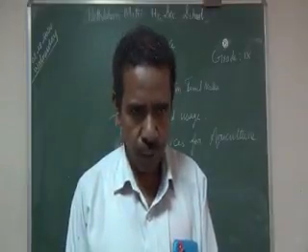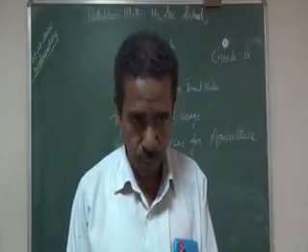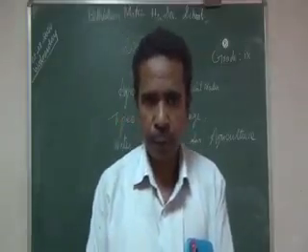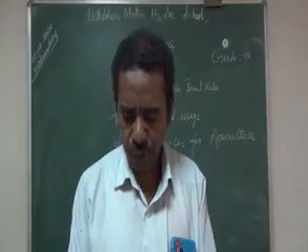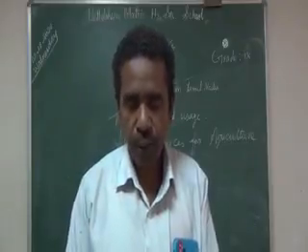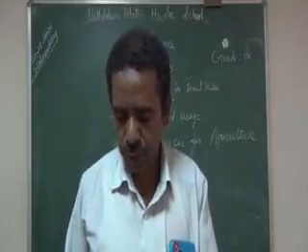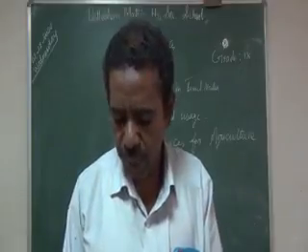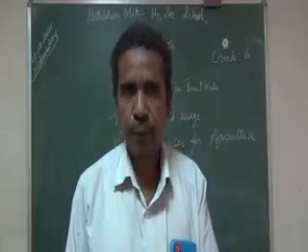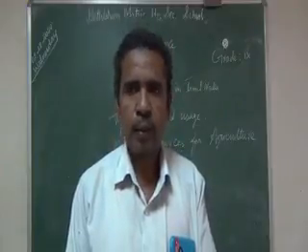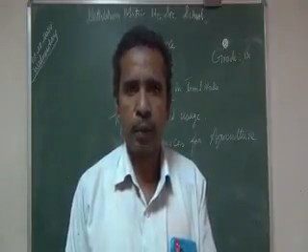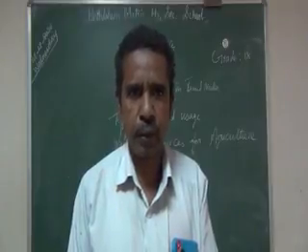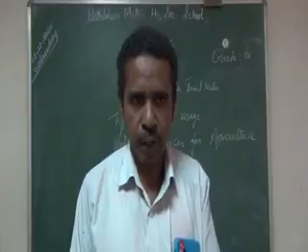First one: give two examples each for food crops and non-food crops. For food crops, I will tell you, you can write it there: paddy and maize, these are the two food crops. Then for non-food crops, you can write coconut and cotton.